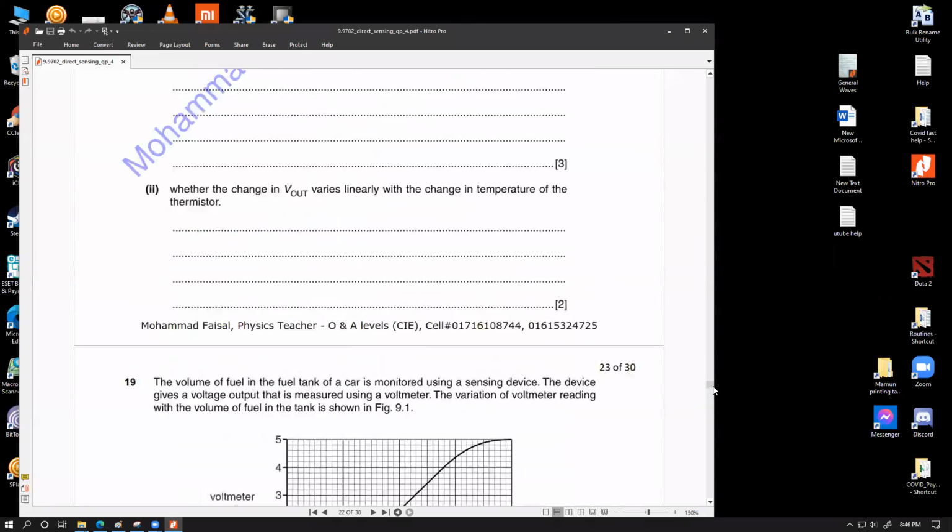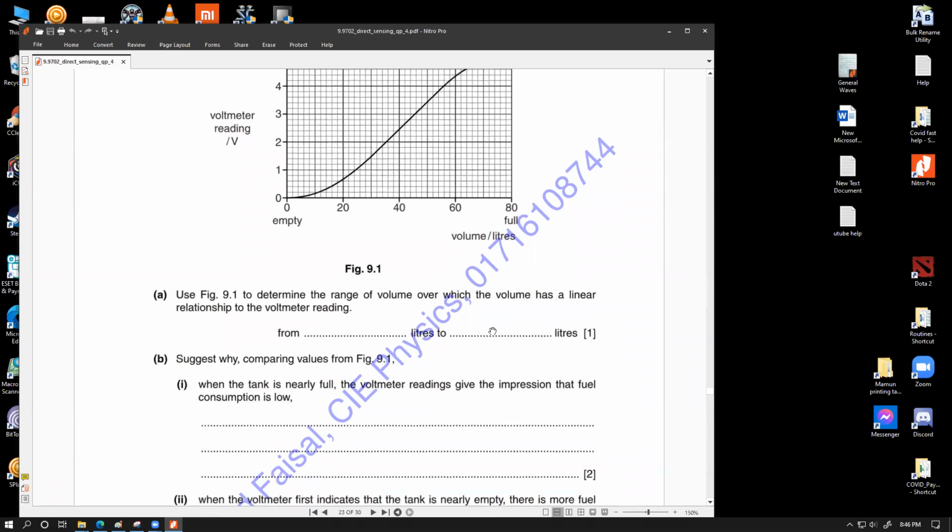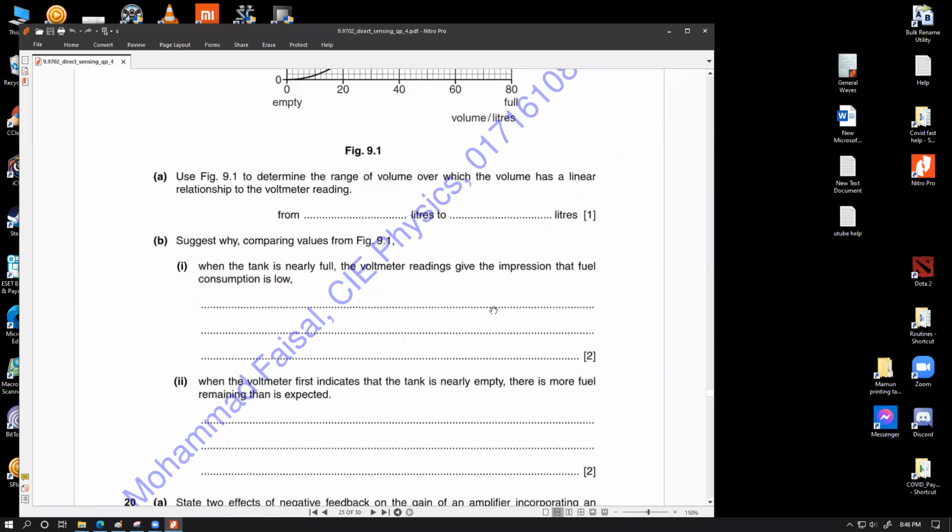19B, B1 and 2. 19B also says: why comparing values from figure 9.1, when the tank is nearly full the voltmeter readings give the impression that the fuel consumption is low. When the voltmeter first indicates that the tank is nearly empty there is more fuel remaining than is expected. B2, both B1 and 2.